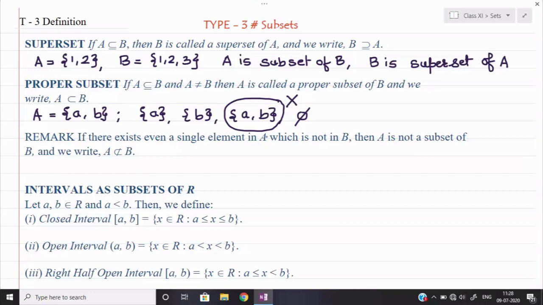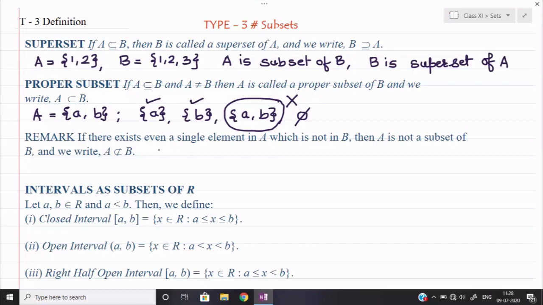In the same way the definition is given. If A is a subset of B but A is not equal to B, then A is called a proper subset of B. Means here we will say {a} is a proper subset, {b} is a proper subset, even the empty set we can say. But {a, b} will not be a proper subset of B. That you need to remember. So each and every subset is proper except the set itself. That we can conclude over here.